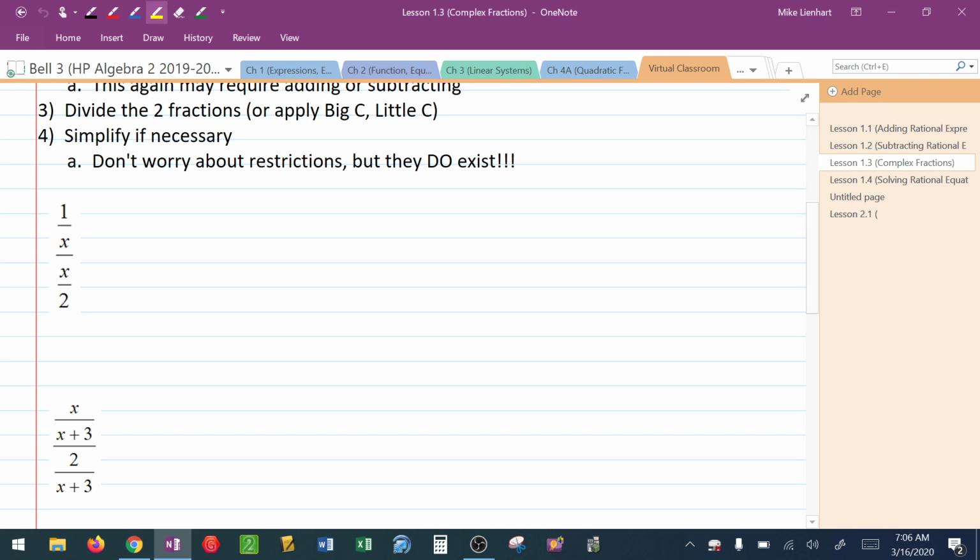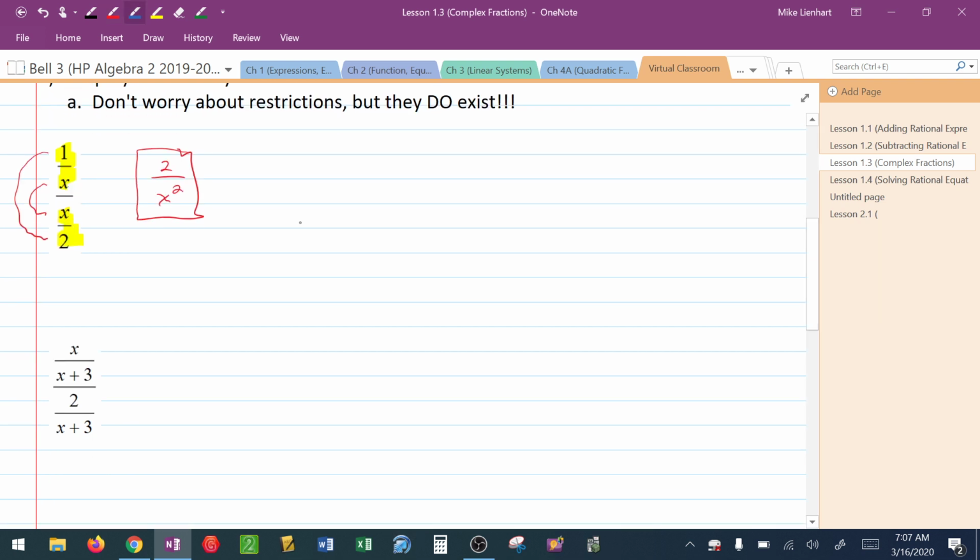In this first problem, notice what I have here. I have a fraction divided by a fraction over a fraction. This is exactly what I was referring to as a complex fraction. Now, the way that I like to do it is I multiply big C over little c. If I take 1 times 2, I get 2. If I take x times x, I get x squared. That's the final answer.